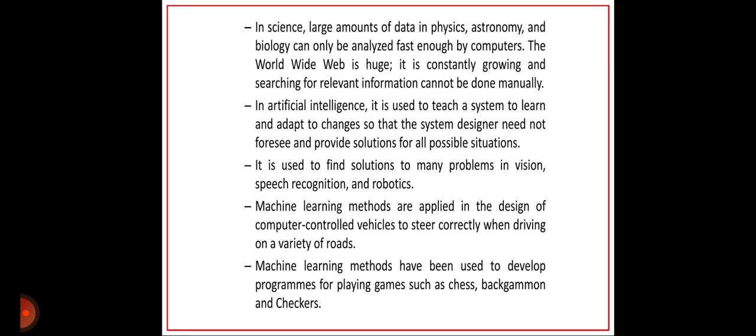In science, large amounts of data in physics, astronomy and biology can only be analyzed fast enough by computer. The World Wide Web is huge and constantly growing, and searching for relevant information cannot be done manually. In artificial intelligence, it is used to teach a system to learn and adapt to changes so that the system designer need not foresee and provide solutions for all possible situations. It is used to find solutions to many problems in vision, speech recognition, and robotics.